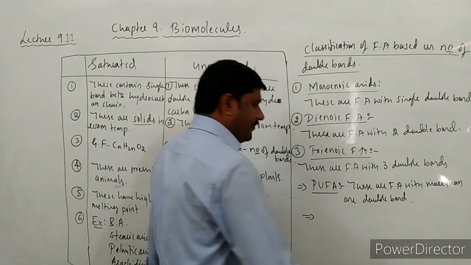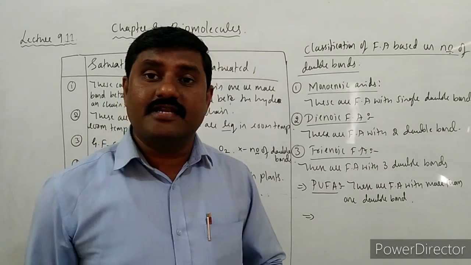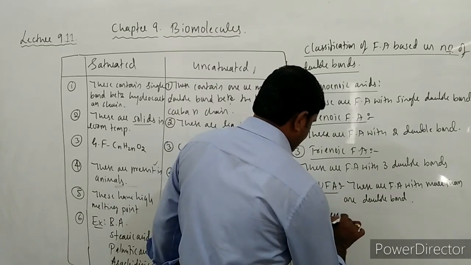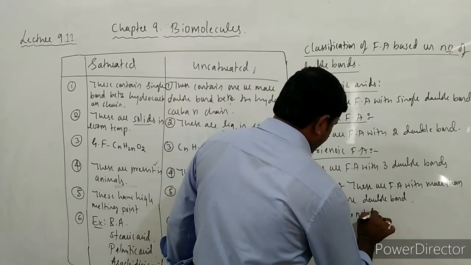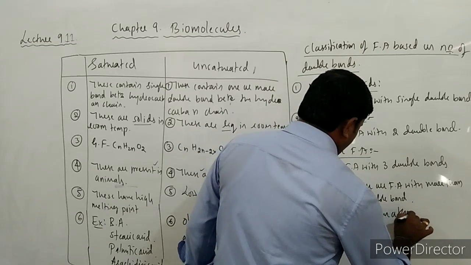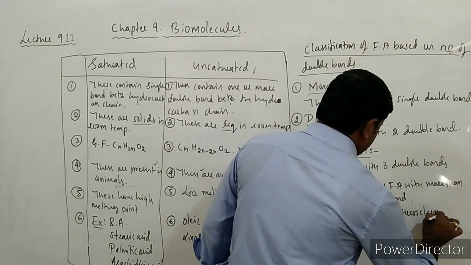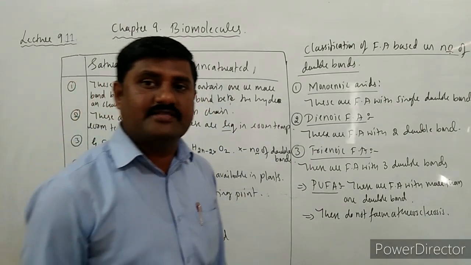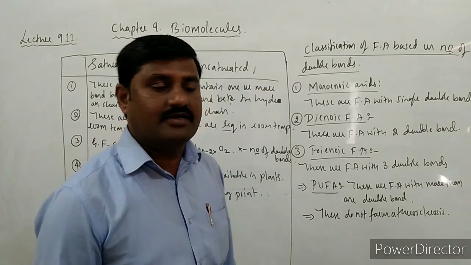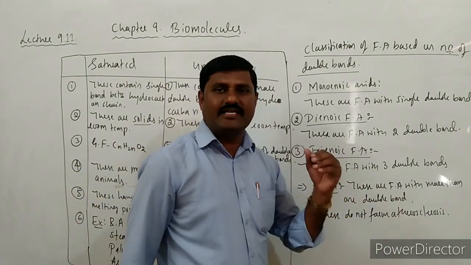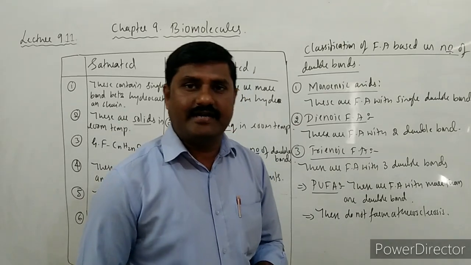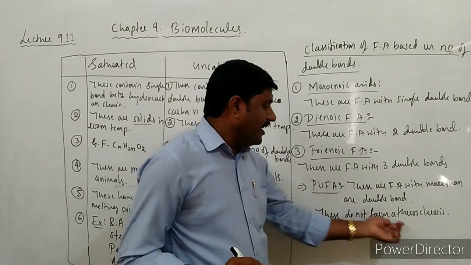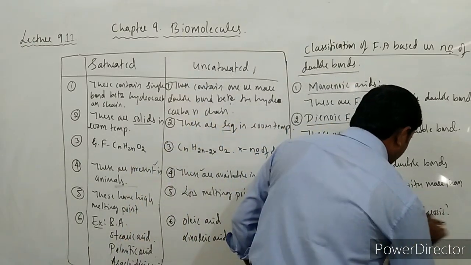So these PUFA do not form any atherosclerosis in the blood vessels. Atherosclerosis is the condition where deposition of fat material takes place in small blood vessels or blood capillaries. We will explain that in detail in the circulatory system. But you must remember that they do not form any atherosclerosis. This term you must remember.